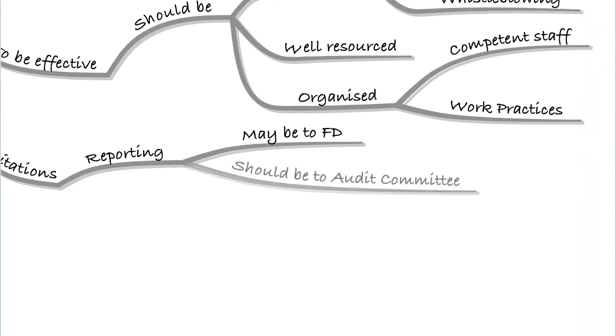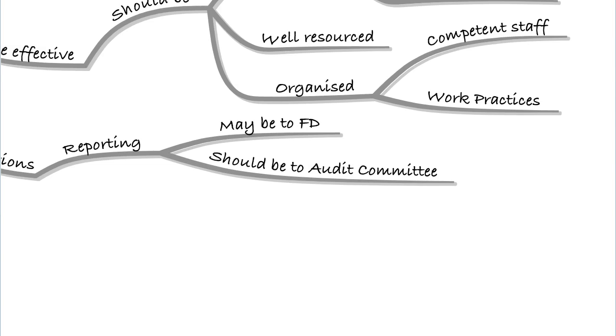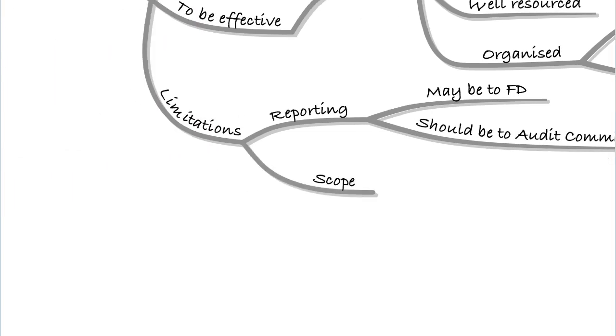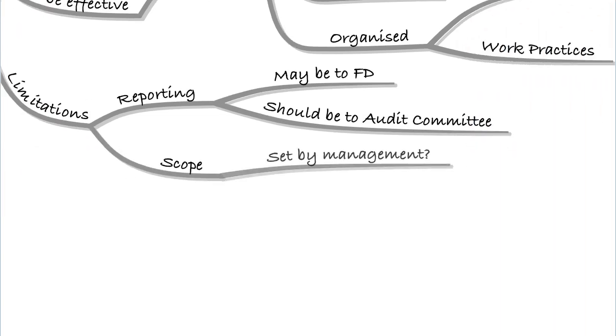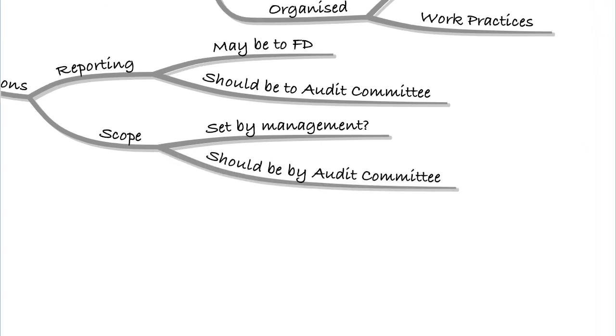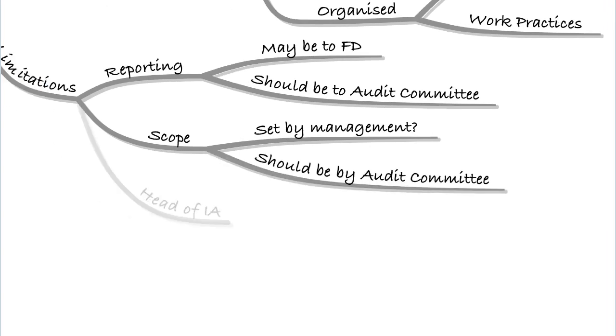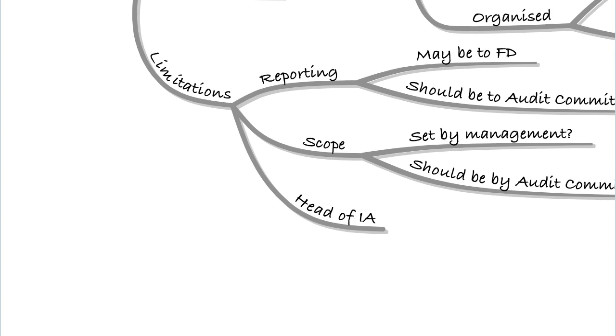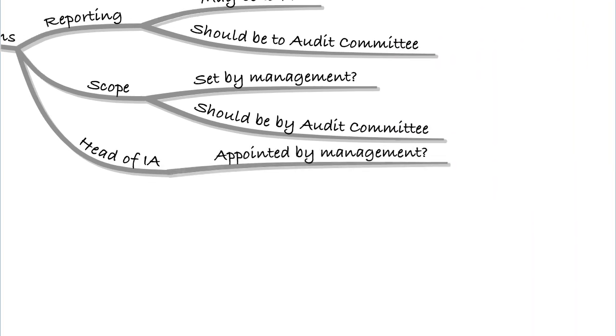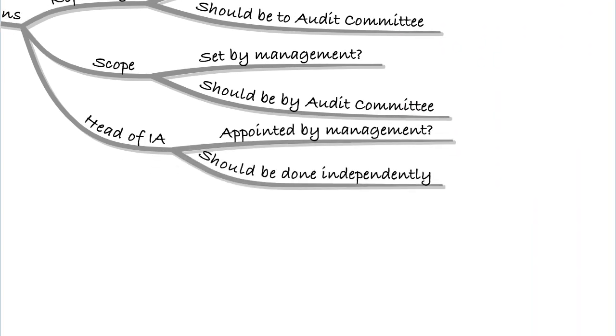The limitations of internal audit, well, when it comes to reporting, they may report to the financial director. That would be a limitation. They should report to the Audit Committee, so look out for that in scenarios. The scope of internal audit, if it's set by management, that's a problem. It should be set by the Audit Committee. The head of internal audit, are they appointed by management? If so, it should be done independently, because remember, we need an independent view from internal audit.